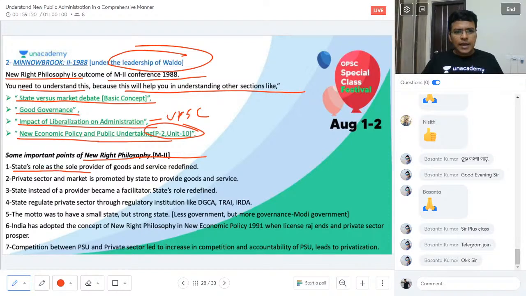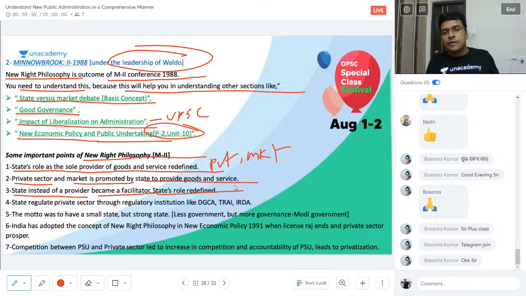The state's role as the sole provider of goods and services is redefined. No longer is the state alone providing goods and services, but along with the state, other actors like the private sector and market are also providing them. The private sector and market are promoted by the state. Government encourages the private sector: you also provide goods and services, I am giving you every facility. The state, instead of a provider, becomes a facilitator. The role of the state is redefined. Earlier the state was a provider, now it has become a facilitator.